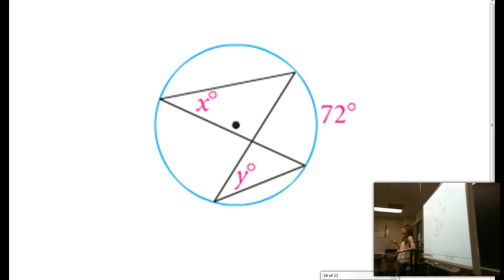Two angles that open up to the same arc are either starts with E or C. Two angles that open up to the same arc are equal, congruent. So both of these equal the same number and they both equal 36. Very good. They are congruent.